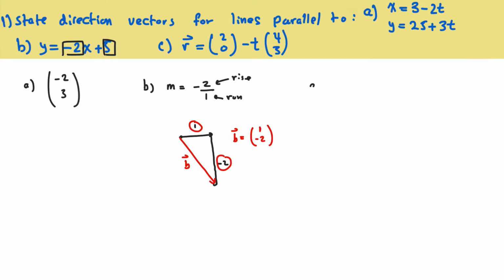For part C, the form of the line is given to us in vector form, and this is one of the easiest ways to figure out the direction vector. The direction vector is just whatever is being multiplied by t, so in this case our answer is going to be vector 4, 3.